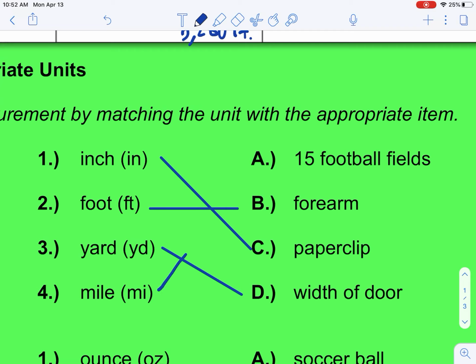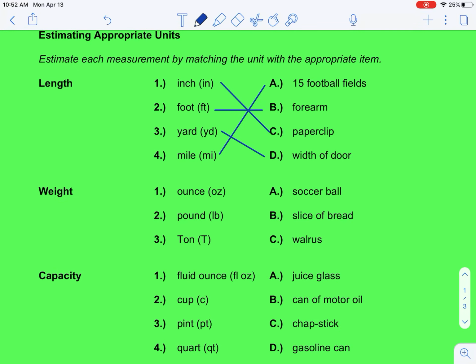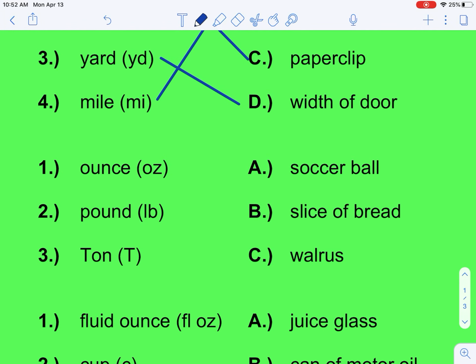Now let's take a look at weight. I'm going to match ounce, pound, and ton to soccer ball, slice of bread, and a walrus. So my ounce is the smallest one. That's about a slice of bread. If you pick up a piece of bread and hold it in your hand, that's what 1 ounce feels like. A pound is a soccer ball. So it's a little heavier. And then a ton would be a walrus. That's the biggest one. 2,000 pounds is 1 ton.